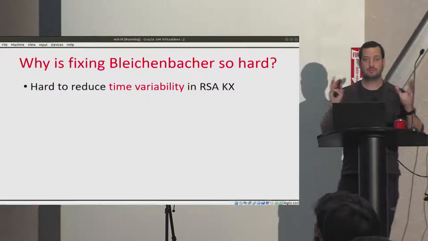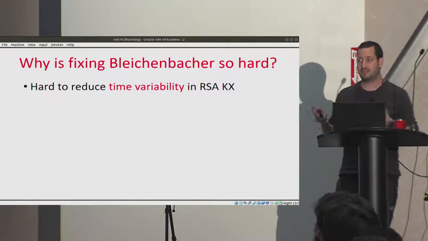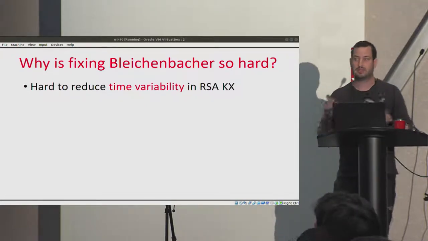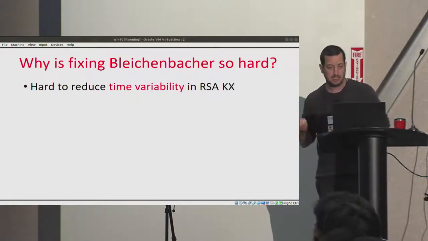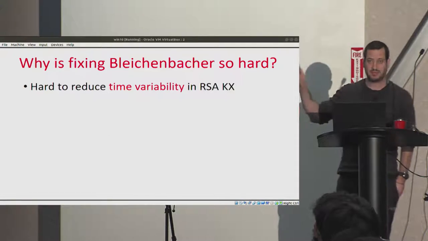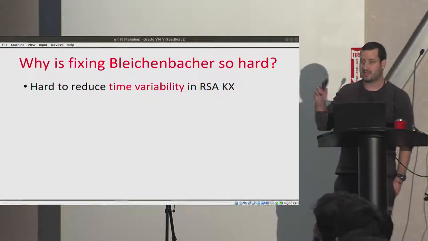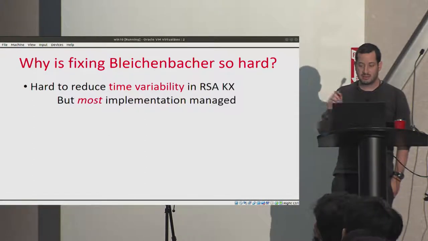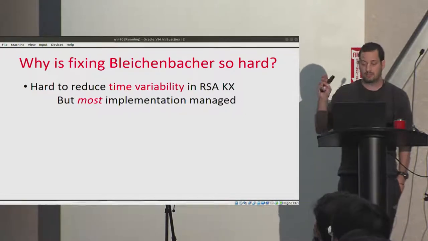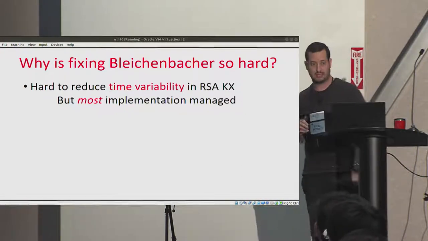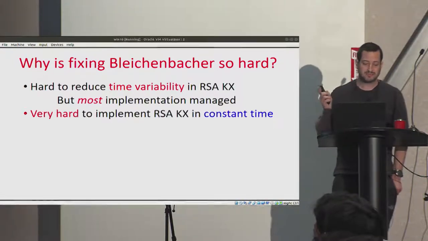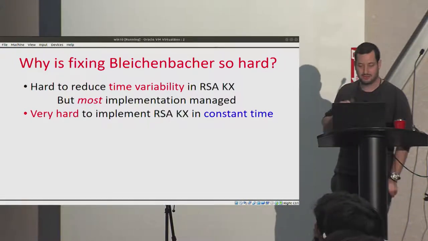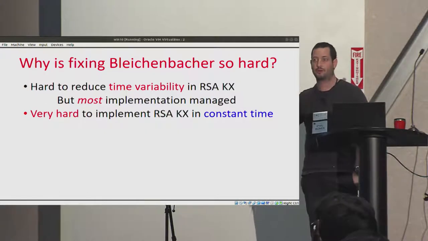So we need to do it in a way that's very difficult for the attacker to differentiate whether we use this random key or the original key that was sent by the client. This is very hard to do with very low timing variability, but most of the implementations that we checked manage to do it relatively well.